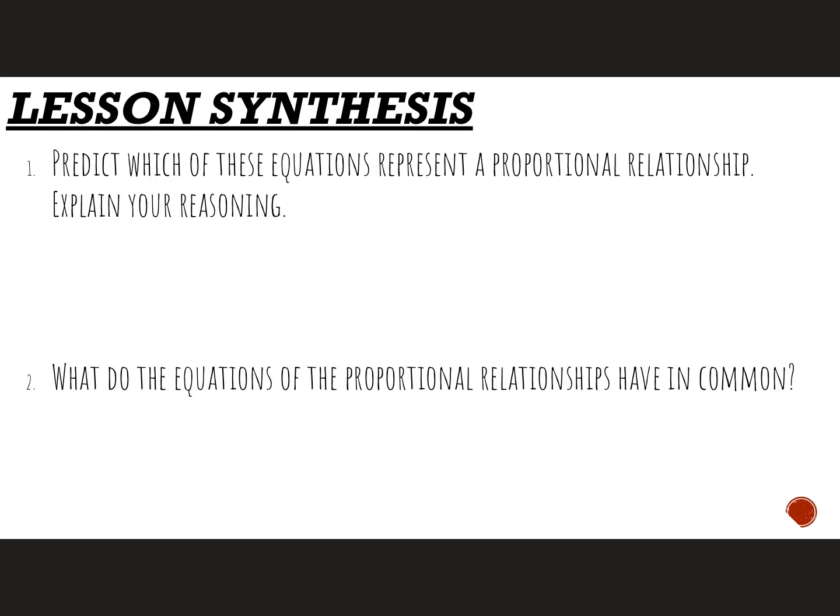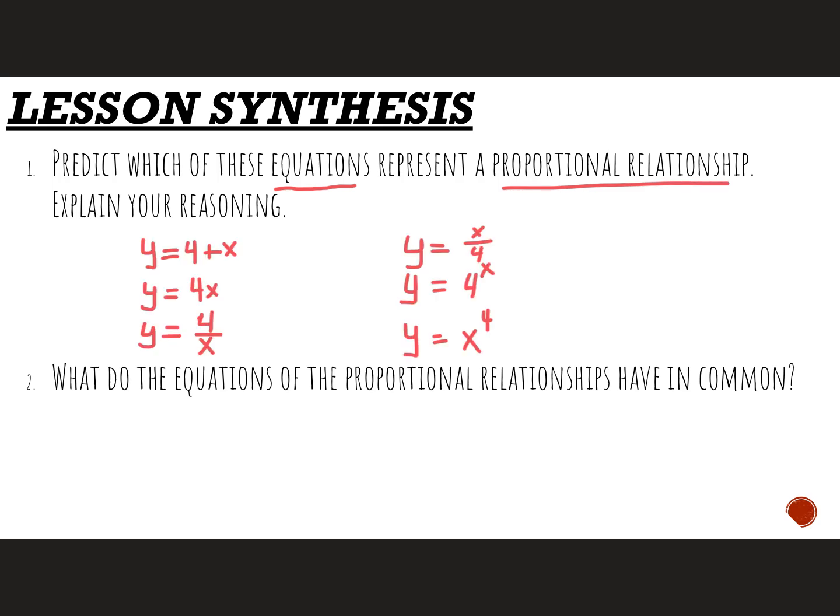Now, wrapping all this up, let's see which of the equations that we just created tables for make proportional relationships. So our 6 equations were y equals 4 plus x, y equals 4x, y equals 4 divided by x, y equals x divided by 4, and y equals 4 to the exponent of x, and finally y equals x to the exponent of 4. So of all of these, there were only 2 that had a consistent k value.